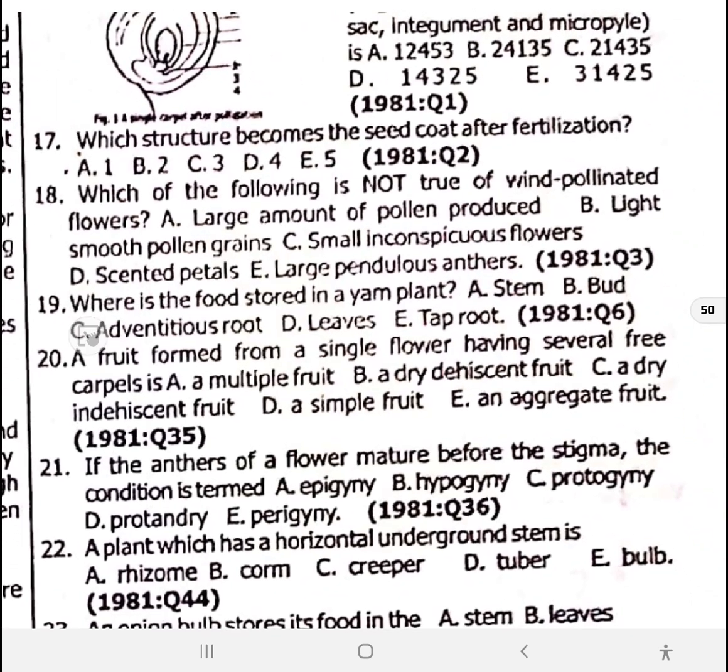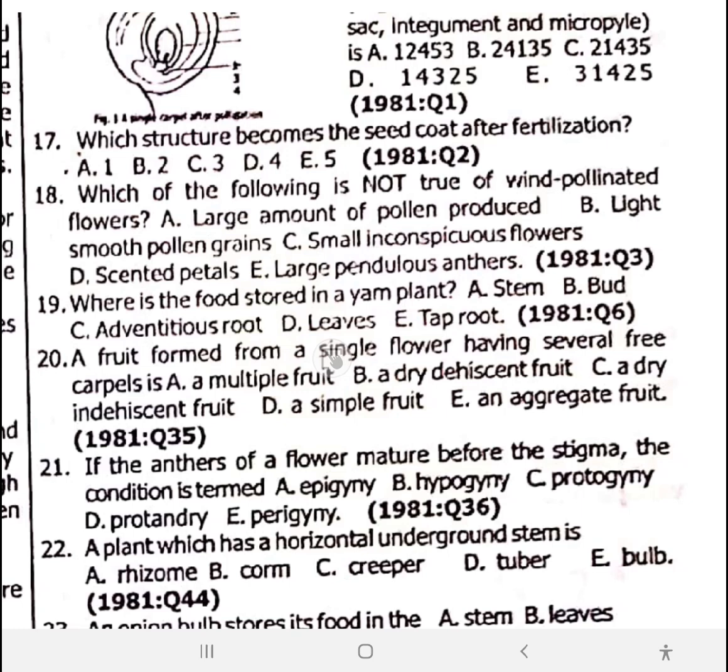In a yam plant, the food is stored in the stem. Yam is a stem tuber, while cassava and sweet potato are root tubers. They ask this one a lot. Cassava and sweet potatoes are root tubers. Yam is a stem tuber.